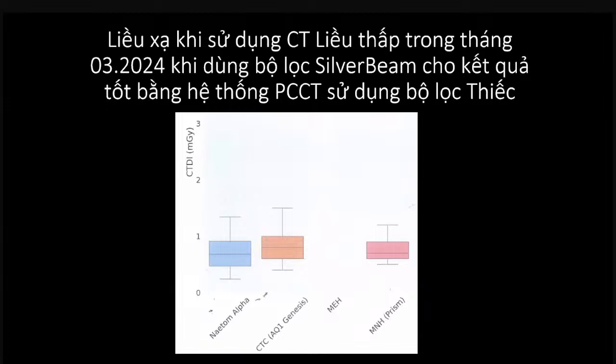So we recently compared our radiation doses using silver filter in March, and you can see that with the Siemens scanner, this is our average dose, and with our CT scanner without the silver filter, it's still pretty good, and with the silver filter, the dose is reduced. Actually, Siemens uses a tin filter. So this is with the tin filter, and this is with the silver filter. So you can see the dose is comparable, and in fact maybe even lower.